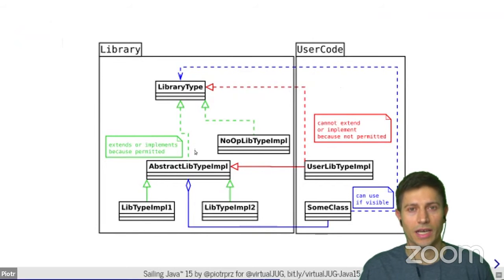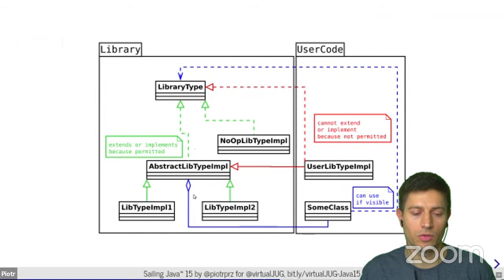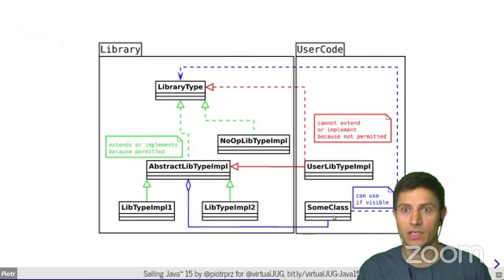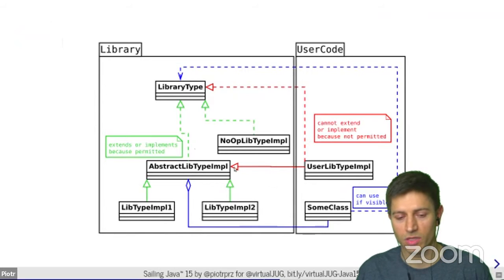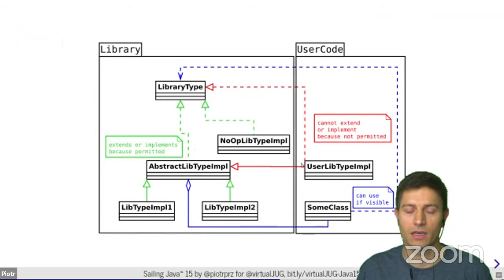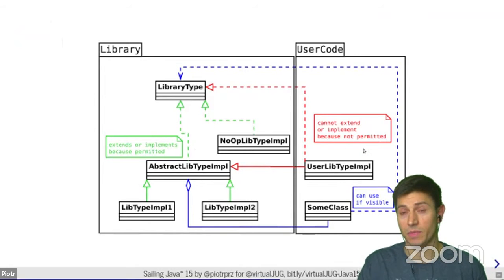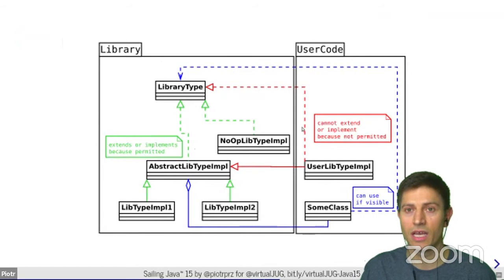Also, what we would like to permit is ordinary use by the clients or customers of our library. So we want them to include our libtypes in their code, but what we'd like to prevent is this bad inheritance, this bad usage. So we don't want to allow these red arrows. They are not able to extend or implement because this type is sealed, but we would like them to use these types.